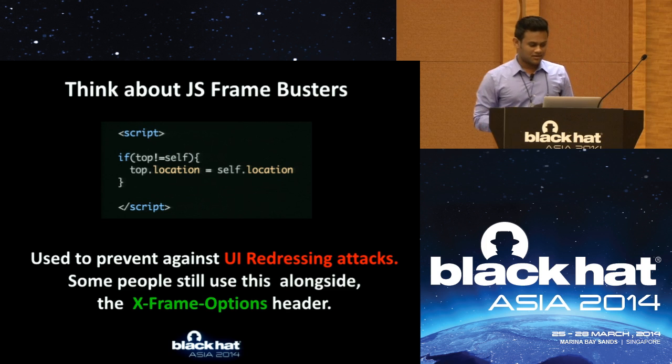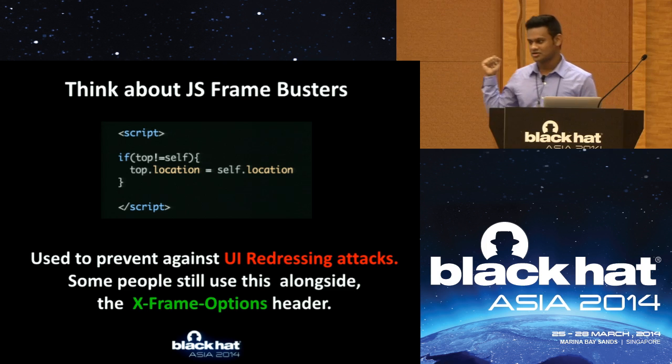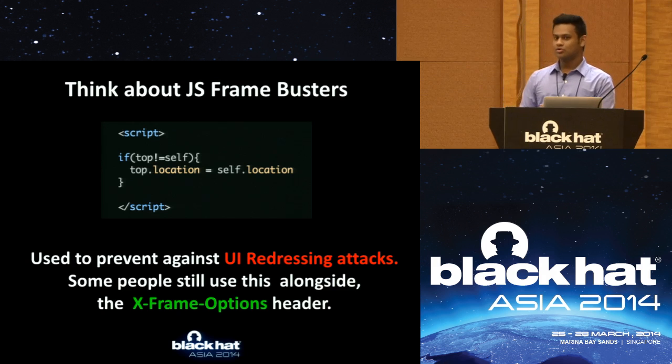Now, this is used to prevent UI redressing attacks, but people bypass it in a lot of ways. They use iframe sandboxing techniques, and there's a 204 content technique. I'm not going to talk about that. That itself is funny, but here's something even funnier. There's a better way, which is X-Frame-Options. To prevent something from being iframed, you use a response header called X-Frame-Options.